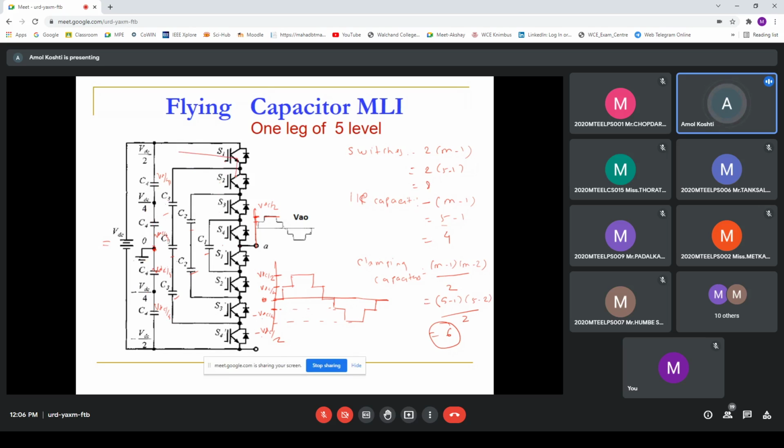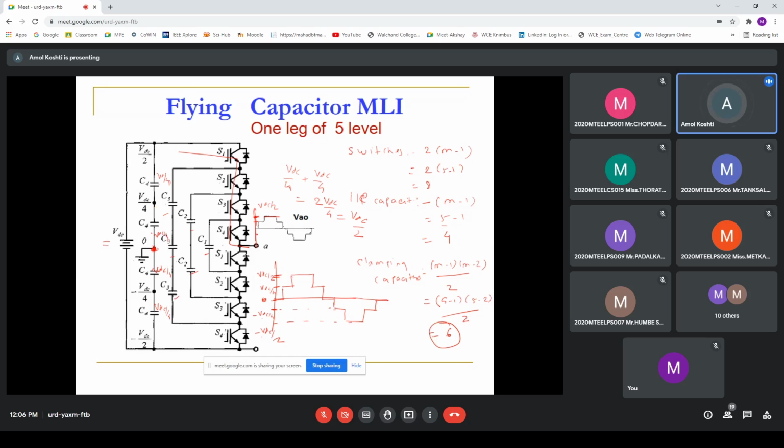So current will flow initially in this way. It will flow through A, and through the load it will be closed here. So here VDC by 2 is VDC by 4 plus VDC by 4. If you add these voltages, VDC by 4 plus VDC by 4, it will be 2 VDC by 4. So it means VDC by 2. So that output voltage is produced.